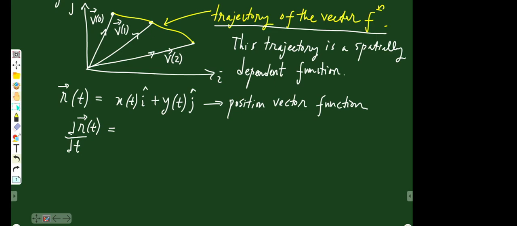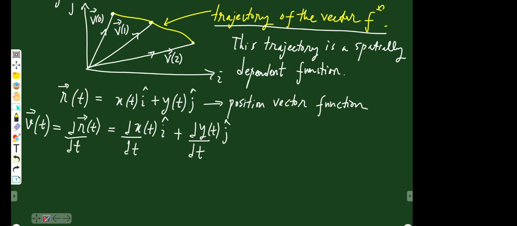Position vector function. Okay. Now if you do that, here you get d/dt of x(t) i plus d/dt of y(t) j. Right? It should make sense now. So this is going to be velocity as a function of time. Should make sense. Right? So we are doing the derivative. So now this becomes velocity, right? As a function of time.